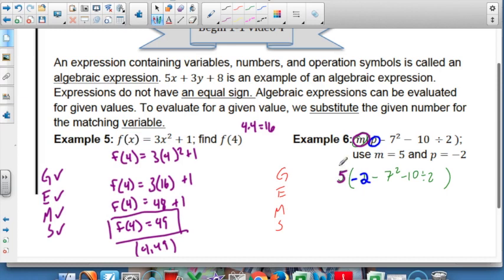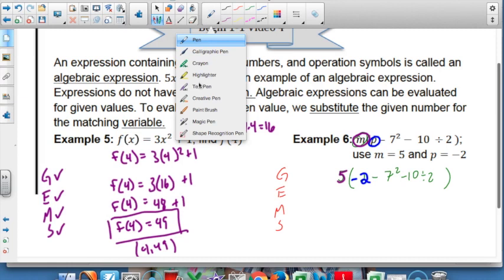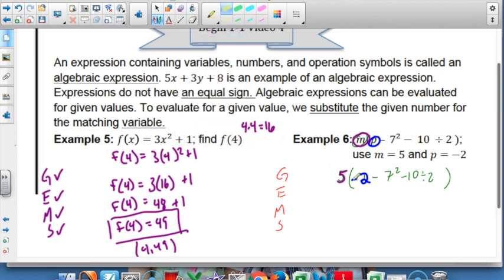Okay, so I'm going to go through, and I'm supposed to do my grouping symbols first. Well, I have a set of parentheses here, but there's a lot happening inside of those parentheses. When that happens, what you need to do is work inside of the parentheses first, but follow your order of operations in there as well. So inside of this parentheses, I've got to check for grouping symbols. I've got to check for exponents and then move on to multiplication and division.